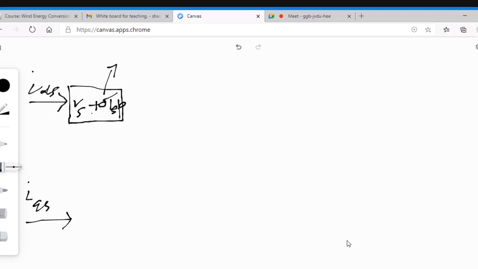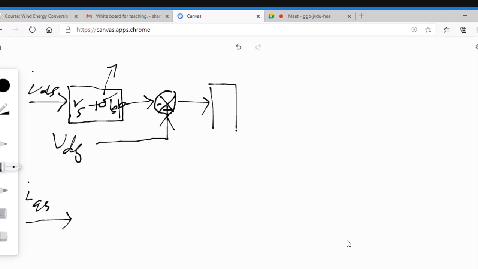Multiplying this IDS into Rs plus of sigma Ls, just see whether the equations are correct or not. If you go by this type of equations, in order to simulate it in MATLAB, here it is minus, here it is plus. Okay, and you have VDS also in front of you. Okay, VDS. What you'll get? Multiply it with Lr by Lm.